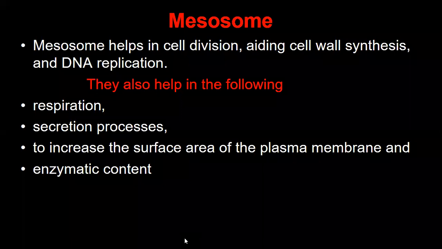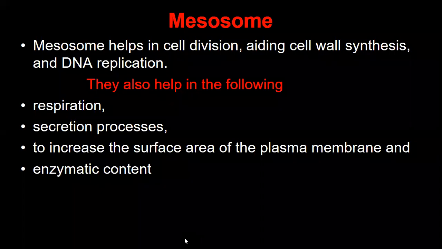Secretion processes means there are some processes being carried out in the cell that need some enzymes. So they help in carrying out the function. They also increase the surface area of the plasma membrane and also the enzymatic content. These are the functions of the mesosome. It helps in cell division, they aid cell wall synthesis and DNA replication. They also aid in respiration, secretion processes. They also increase the surface area of the plasma membrane and the enzymatic content.